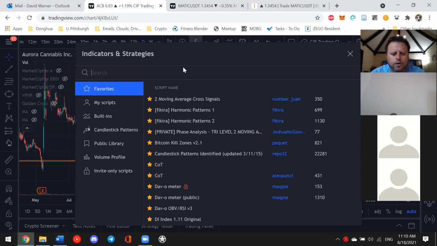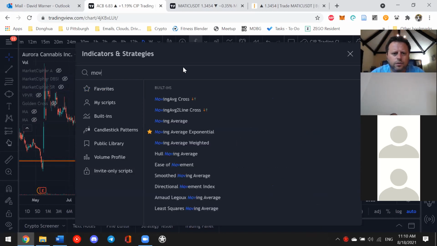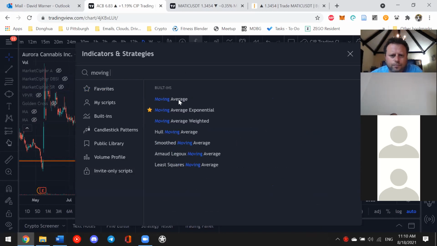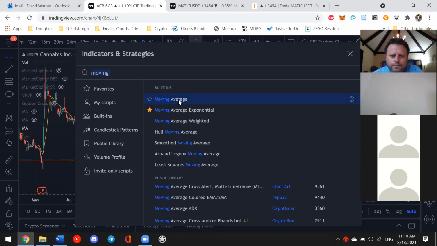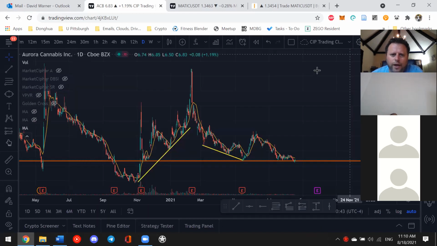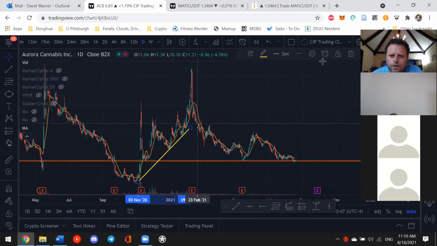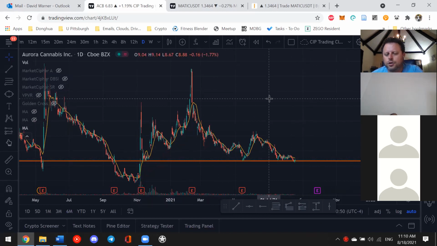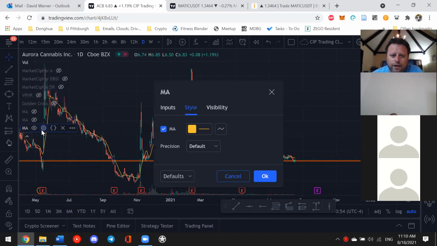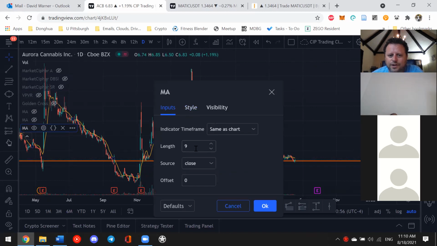Let me type in moving average. Add that to my chart. Okay, let's get rid of these trend lines for the minute. Now here's a moving average. This is a simple moving average, and if you go to the gear icon, we'll see that this is a 9. It's the same as the chart, so we're on day. This right now is a 9-day moving average.